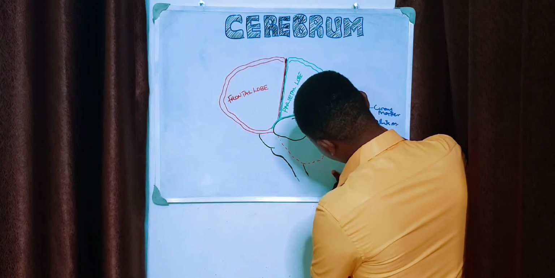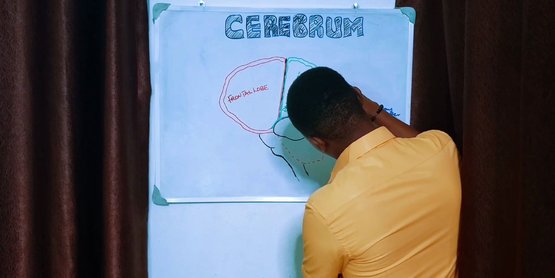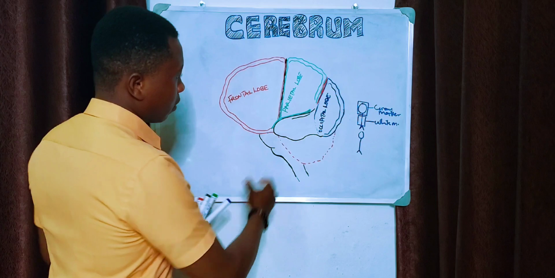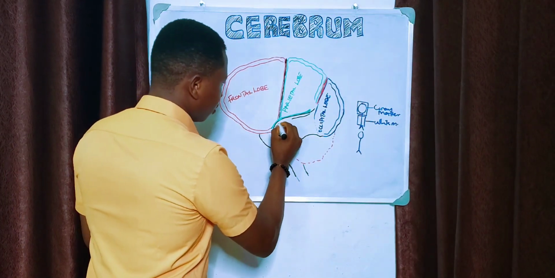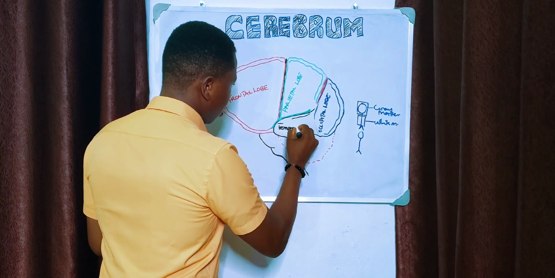So let's label that: occipital lobe. Now this last part is called the temporal lobe.